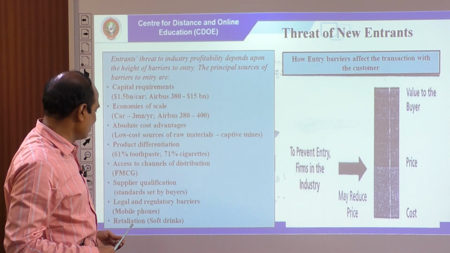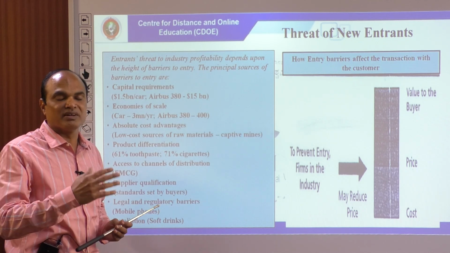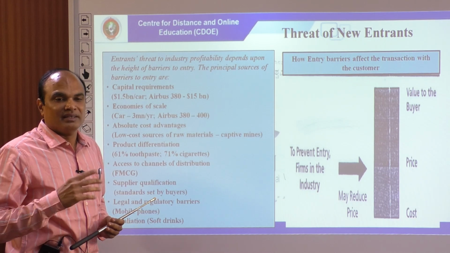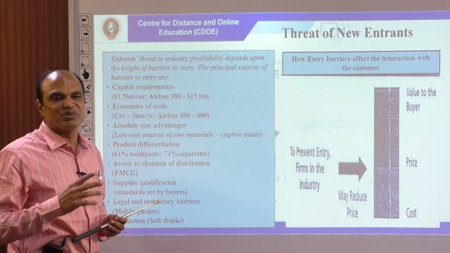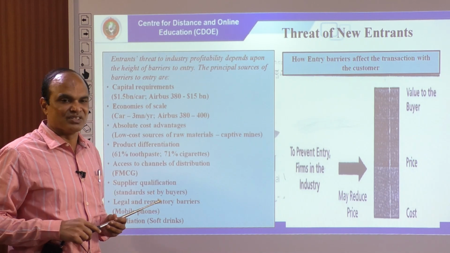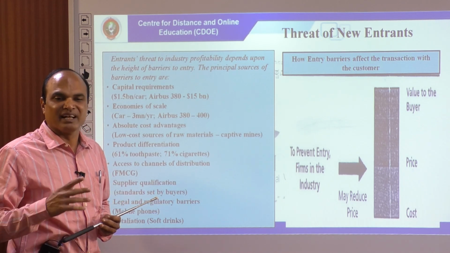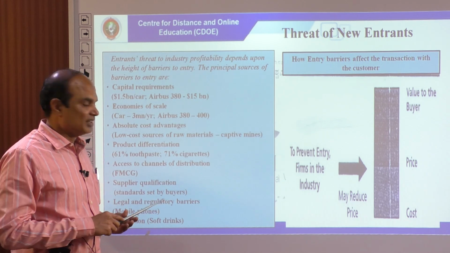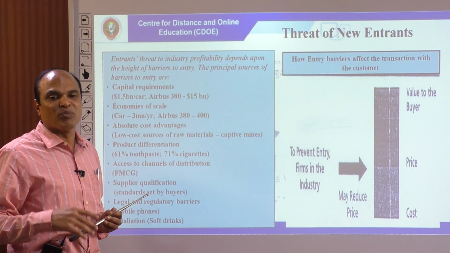Then supplier qualification. So, standards are set by buyers. For example, globally there are few firms that produce wind turbines. So, buyers set higher expectations in terms of buying certain wind equipment, wind turbines and all. What they do to limit the competition is set the highest standards that can be met only by the top players in the industry.